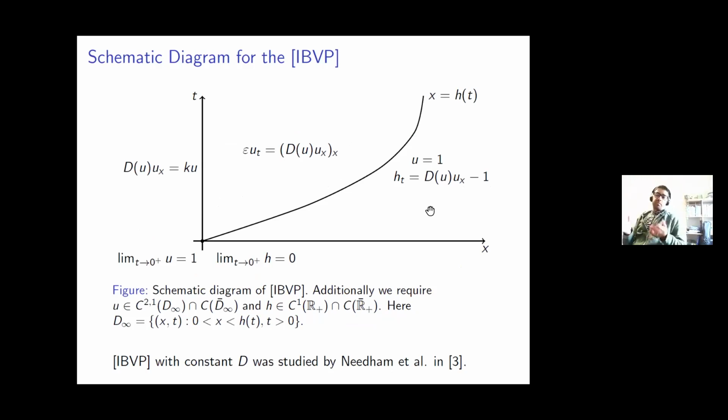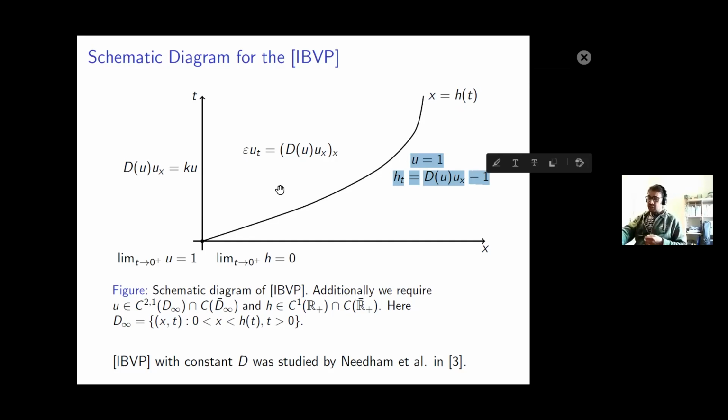So this is a schematic diagram for the initial boundary value problem. We have our left boundary condition here. We have our PDE that's satisfied in the domain here. We have our boundary curve at x equal to h(t) here. And we have our right boundary conditions here.